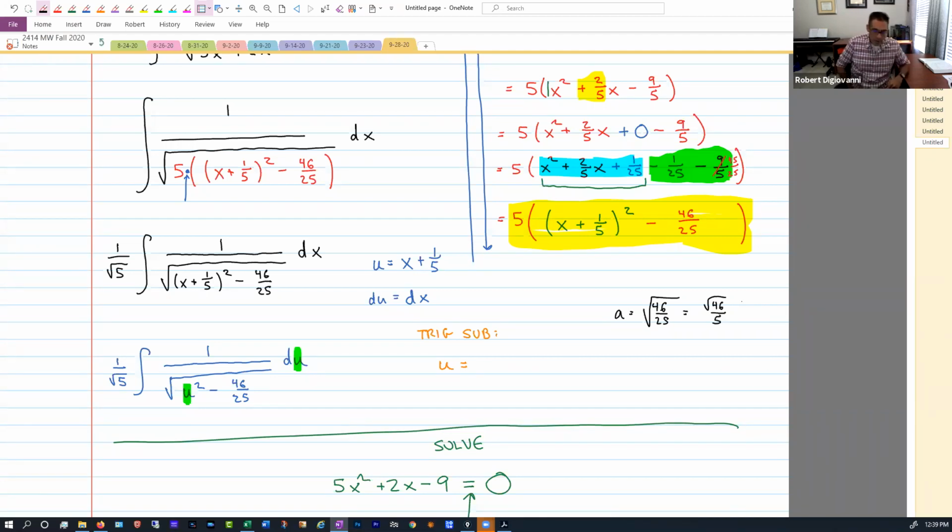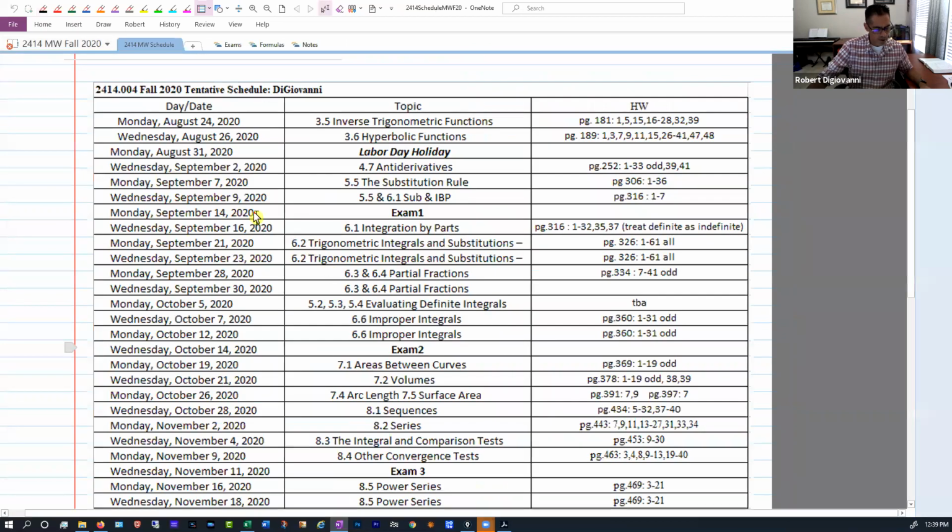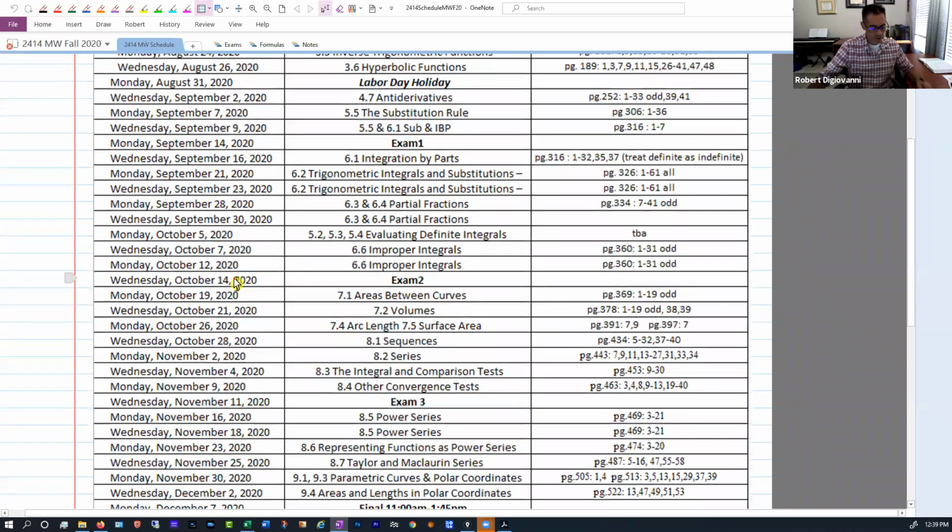Yeah? This is now legitimate math that we're doing. This is legitimate calculus too. If you look at our schedule, we are slated for an exam on October 14th. So we still got a ways to go here. Today we're officially going to say we're done with trig sub. There's no more. Now it's just you got to go practice, do the homework.